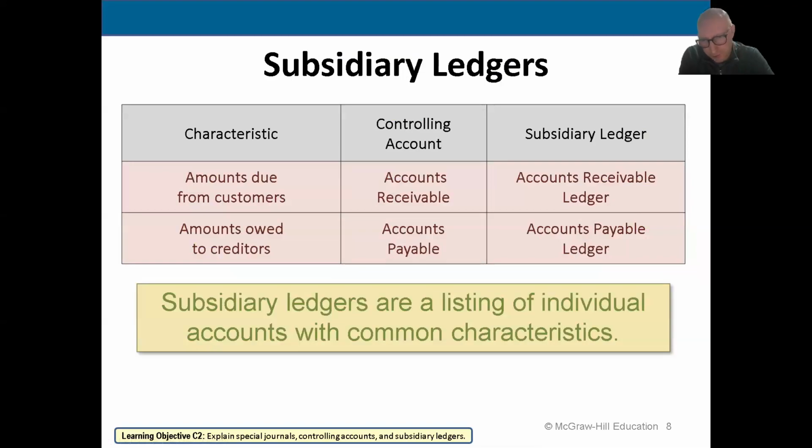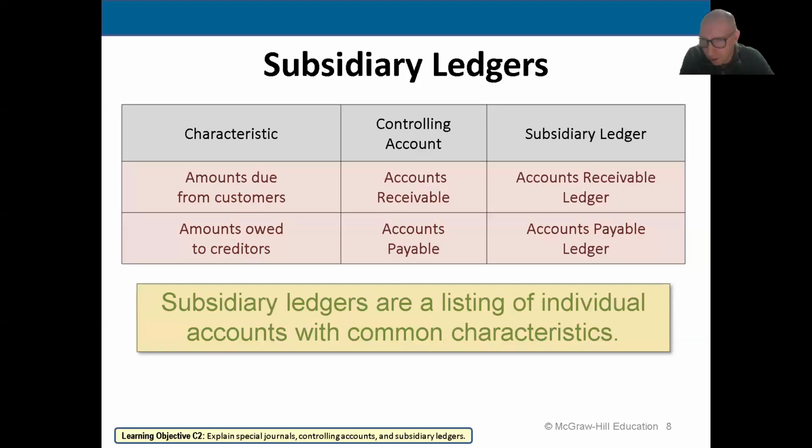Here's a very quick summary slide. Subsidiary ledgers are a listing of your individual accounts with common characteristics. We just talked about them. Accounts receivable, accounts payable, those are subsidiary ledgers. So is cash, and pretty much all of your individual accounts within the chart of accounts has a subsidiary ledger. I want you to think more specifically about accounts receivable and accounts payable.